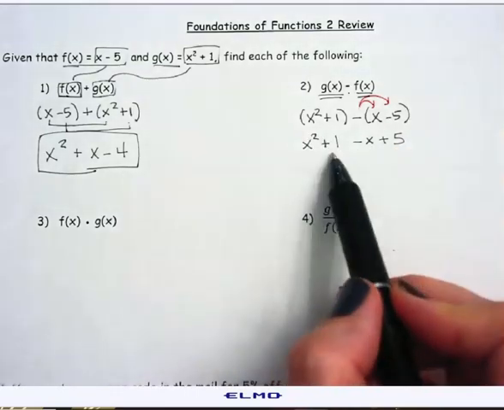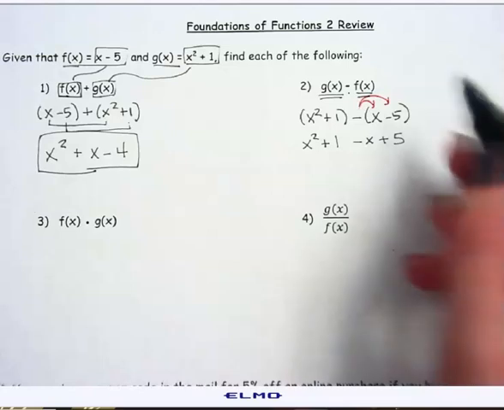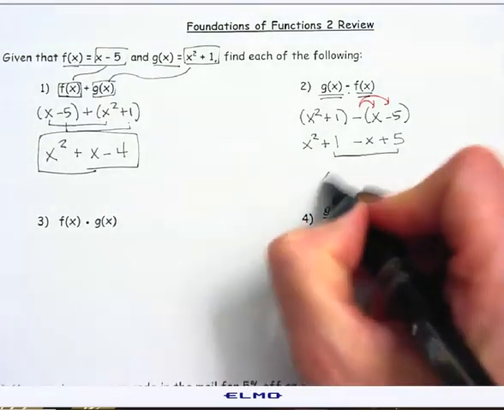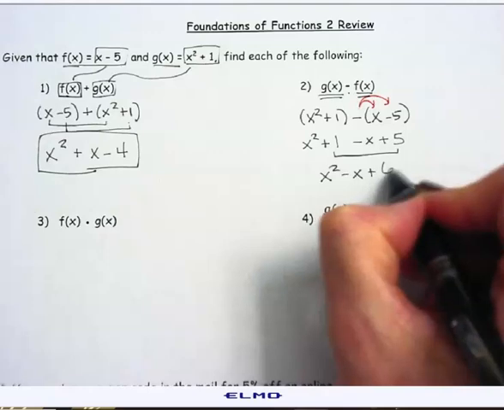And then I still have the x squared plus 1 from above. Combining like terms means combining 1 and 5, so I have x squared minus x plus 6.